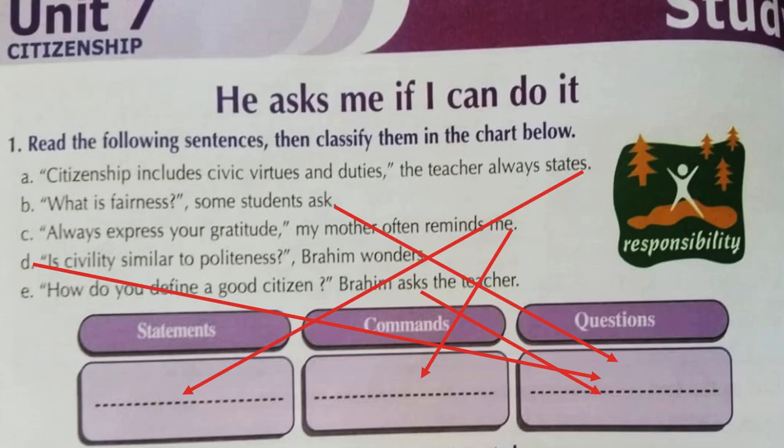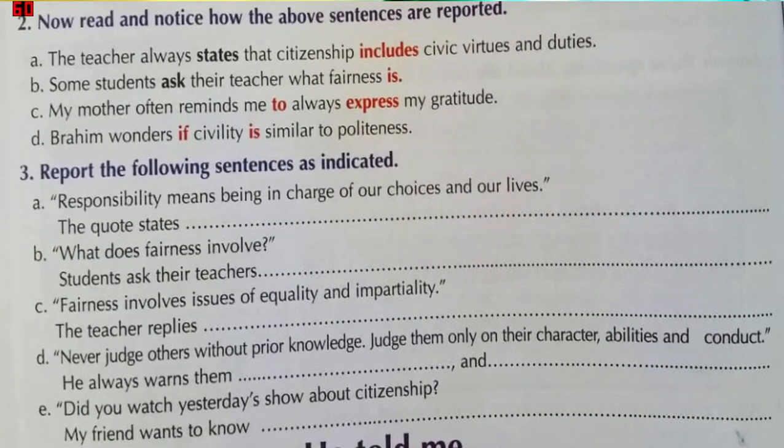إذن هادو questions. Okay. Now read and notice how the above sentences are reported. لاحظوا كيفاش رجعنا هاد الجمل من direct ل indirect. لاحظوا the teacher always states that citizenship includes civic virtues and duties. لاحظوا هنا عندنا states in the present simple, بمعنى includes بقات هي هذيك مصرفة في simple present.